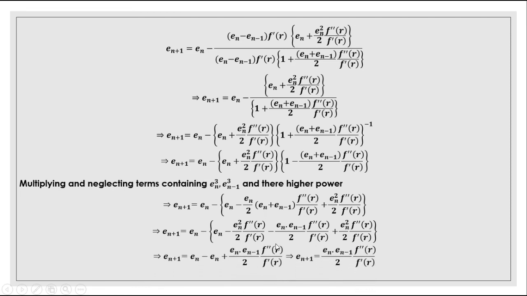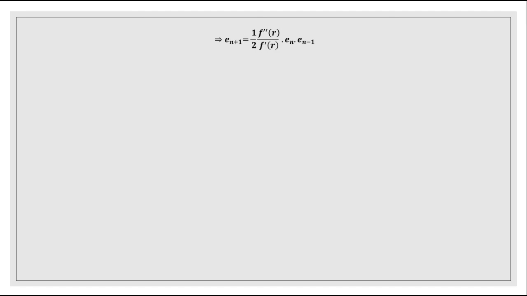So what will we get? After multiplying minus with this term, this term will become positive, and these two terms will be cancelled out. So now from here as well, we can cancel this e_n with this minus e_n, so we will get e_n plus 1 is equal to e_n into e_n minus 1 divided by 2 into f double prime of r divided by f prime of r.